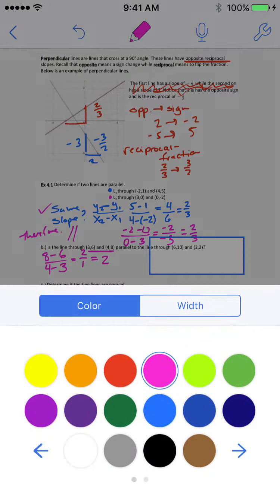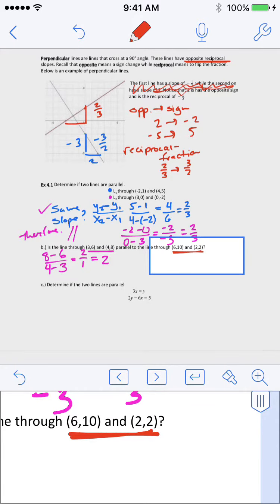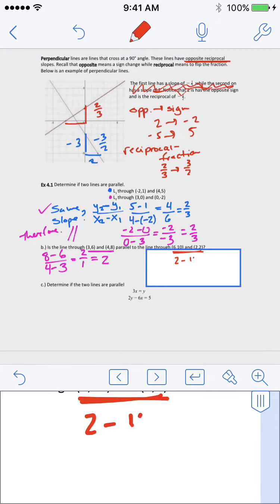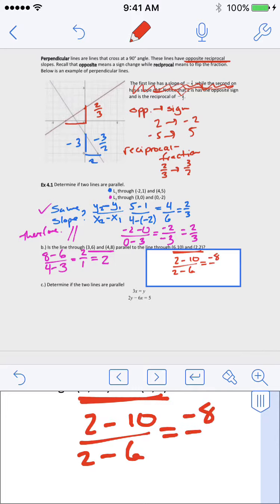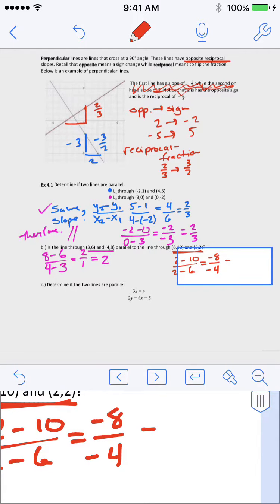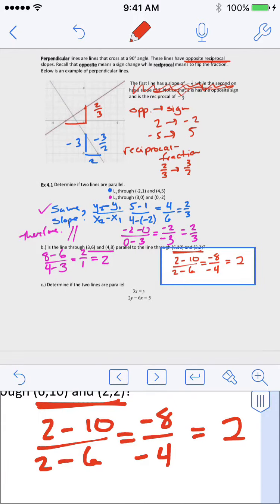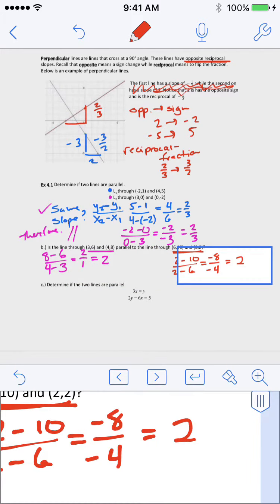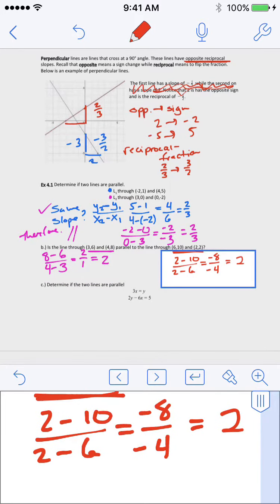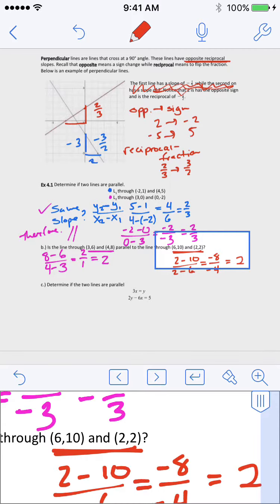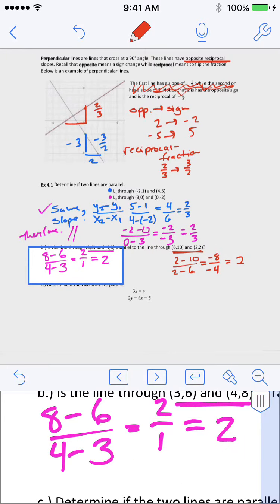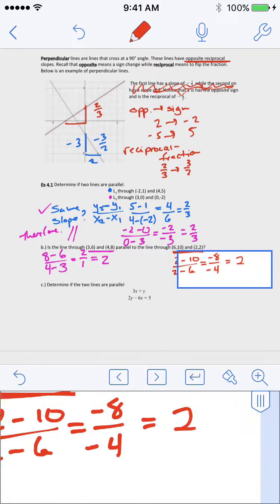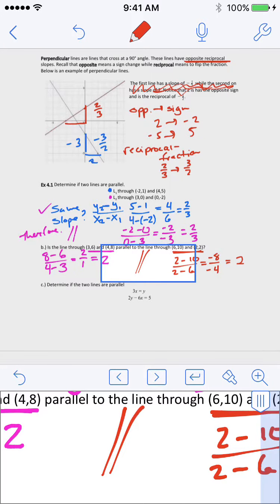And we'll do it for the second one. These 2 points right here. 2 minus 10 over 2 minus 6 is equal to negative 8 over negative 4, which is equal to 2. Yes. All right. Hopefully my math's all correct there. Let me double check real fast. 2 minus 10, 2 minus 6, negative 8, negative 4. Yep. And it looks like they are, in fact, the same. So you should have gotten that, yes, they are parallel.